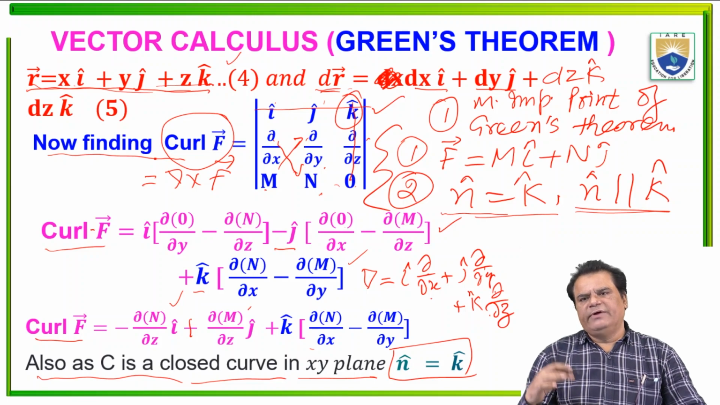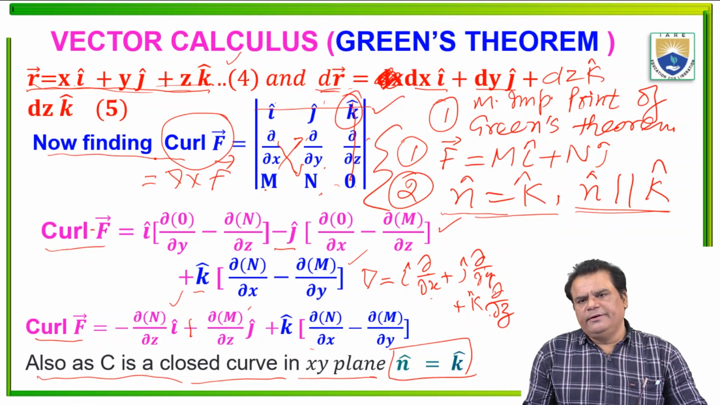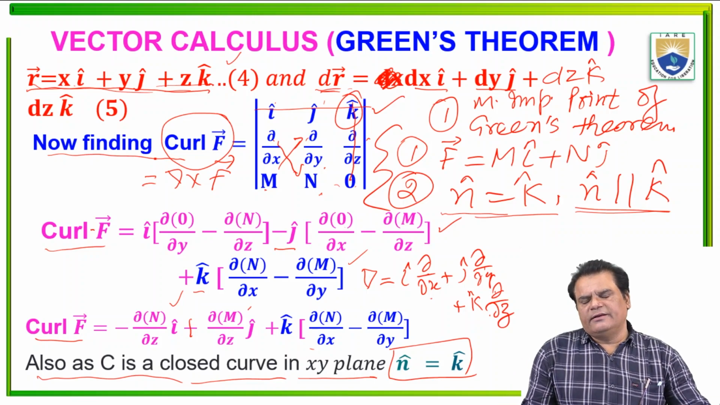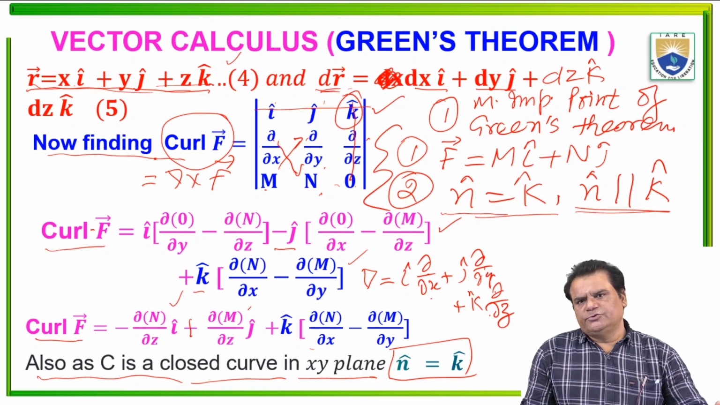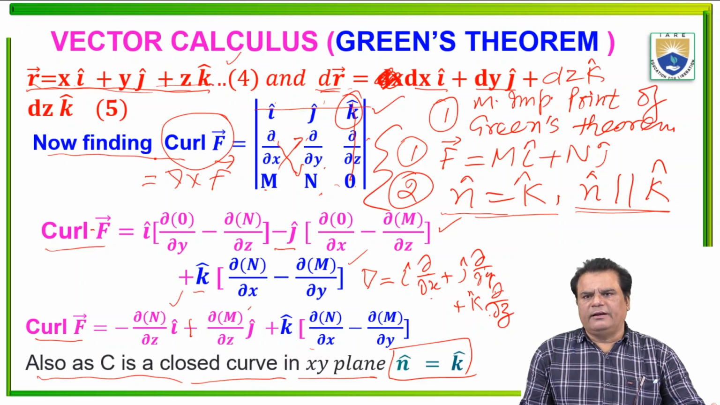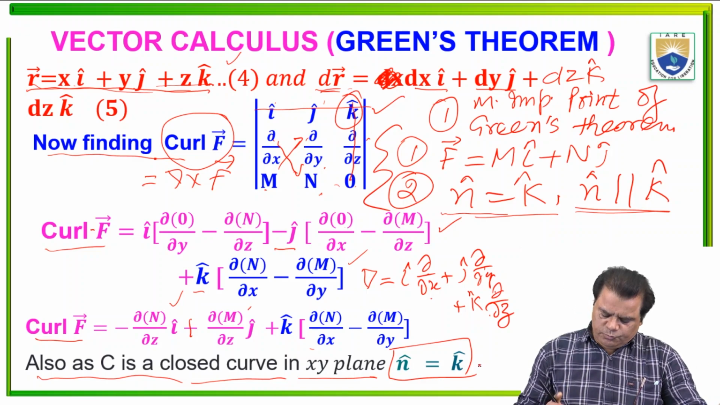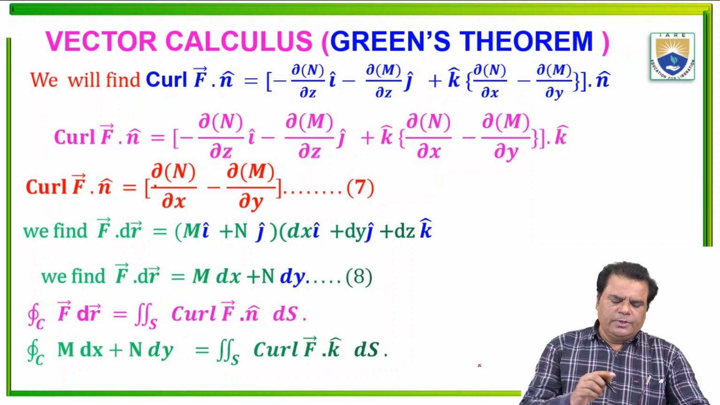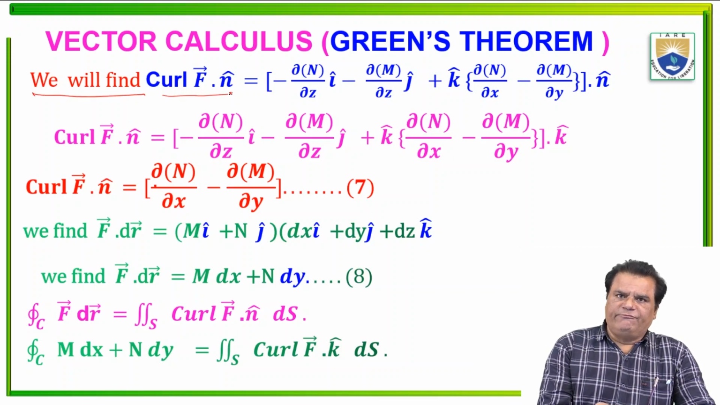Also C is a closed curve in the xy plane, then we write n vector equal to k vector. The n vector is perpendicular to the xy plane, so the direction of the n vector is along the k vector. So the n vector and k vector are both parallel. So n vector equals k vector. We can write this.